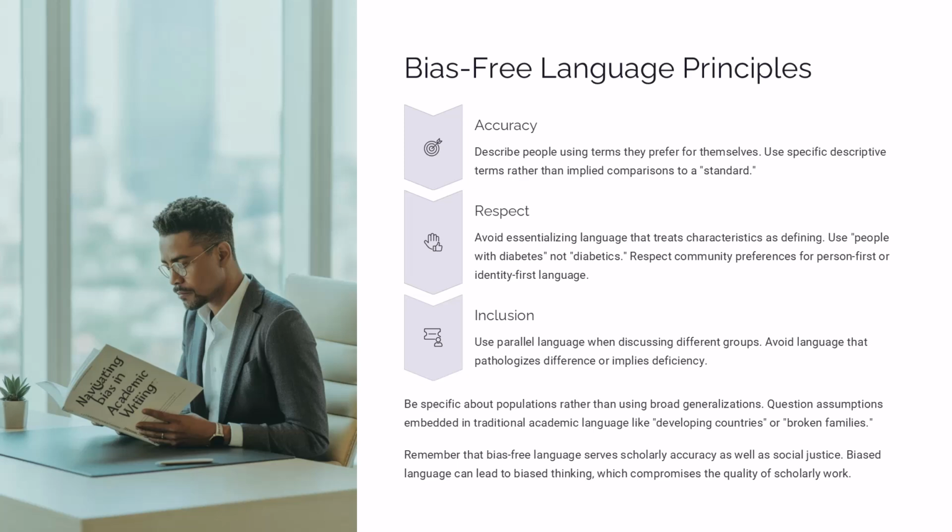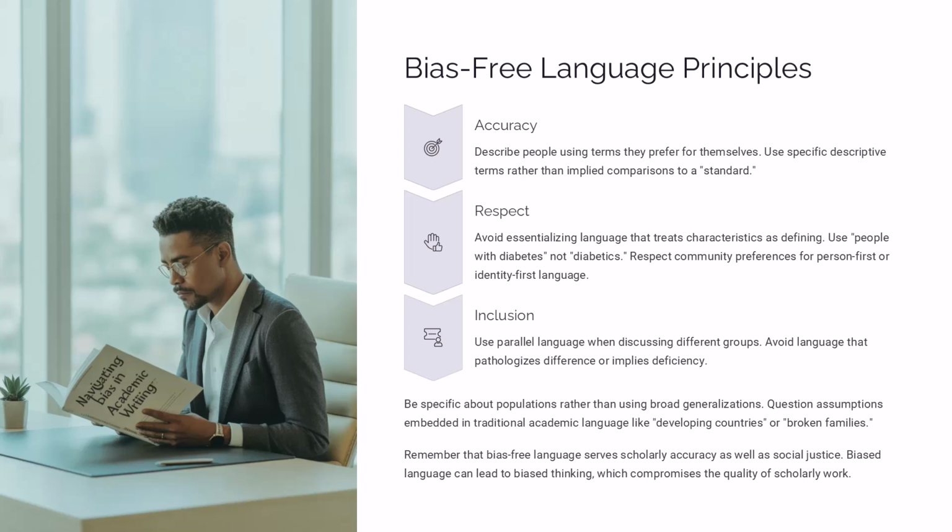Be cautious with comparative language that might inadvertently create hierarchies or value judgments. Instead of higher functioning and lower functioning individuals, describe specific abilities or characteristics relevant to your research. Instead of normal and abnormal development, use specific descriptors like typical and atypical, or describe particular developmental patterns. Avoid essentializing language that treats complex human characteristics as fixed or defining. Instead of diabetics, use people with diabetes. Instead of the elderly, use older adults.